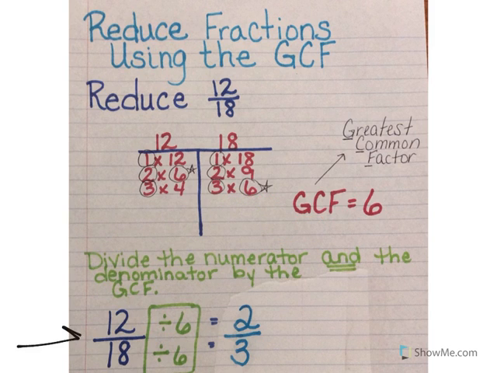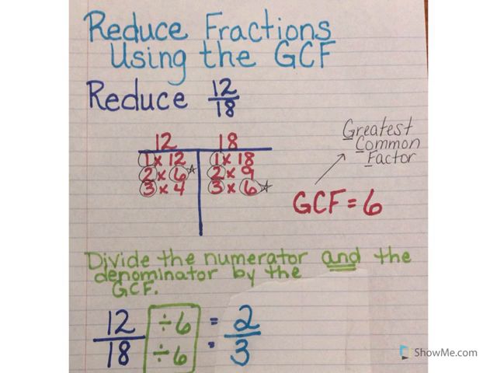The next step is to divide the numerator and the denominator by the GCF. You can see that the GCF was 6, so we're dividing both 12 and 18 by 6. Think of this as the golden rule of fractions. What you do to one, you must do to the other. And 12 divided by 6 is 2, and 18 divided by 6 equals 3. So 12/18 in lowest terms is 2/3.